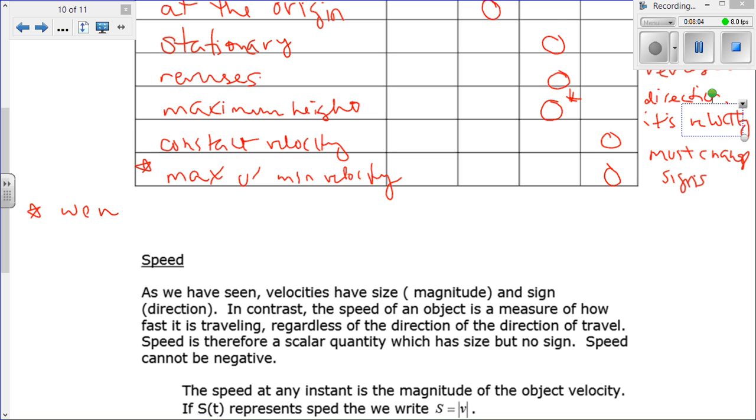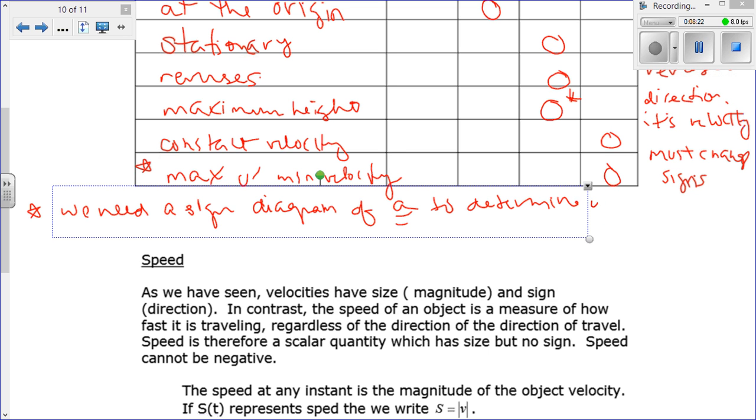So we need a sign diagram of a, which is our acceleration, to determine if the point is at a max or a min.